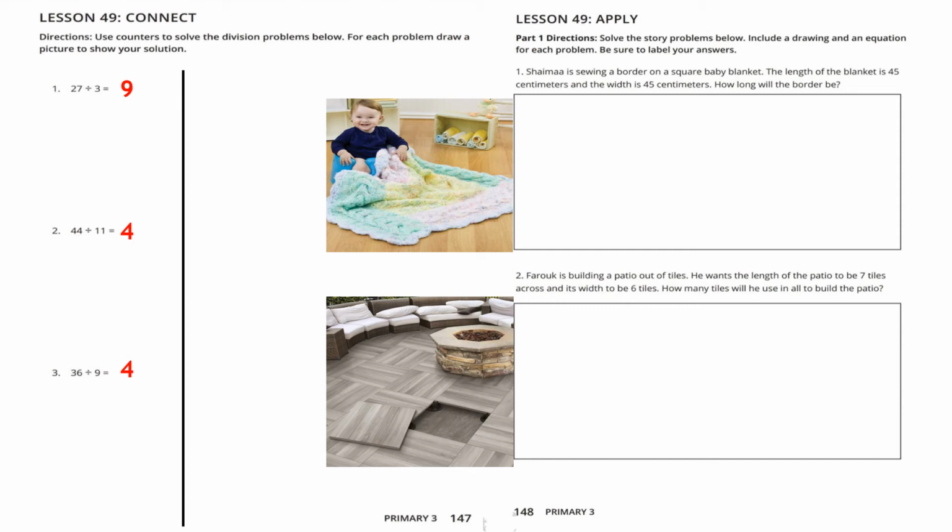Number 1, Shaima is sewing a border on a square baby blanket. The length of the blanket is 45 centimeters and the width is 45 centimeters. How long will the border be? It means I have a square, its length 45, its width 45, because the square has equal sides. I want to know the total length of the border. It's like the fence of the garden. I want to know the total fence. Here, the total border is the same. So I want to calculate the perimeter.